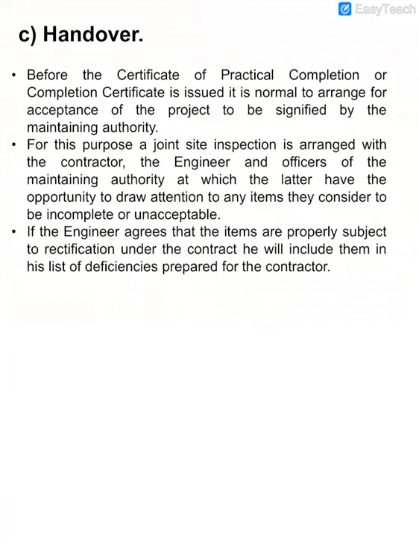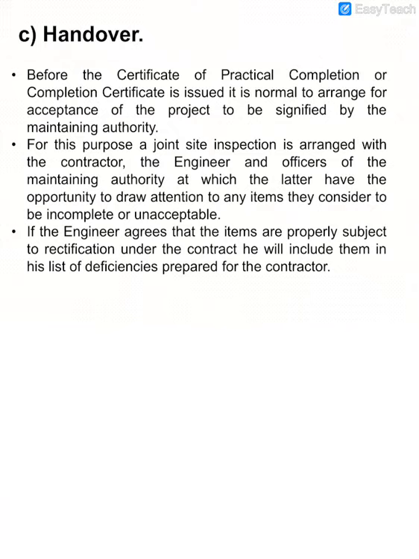For this purpose, a joint site inspection is arranged with the contractor, the engineers and officers of the maintenance authority, at which they have the opportunity to draw attention to any item they consider to be incomplete or unacceptable. So before they issue the certificate, they will arrange a site inspection first.